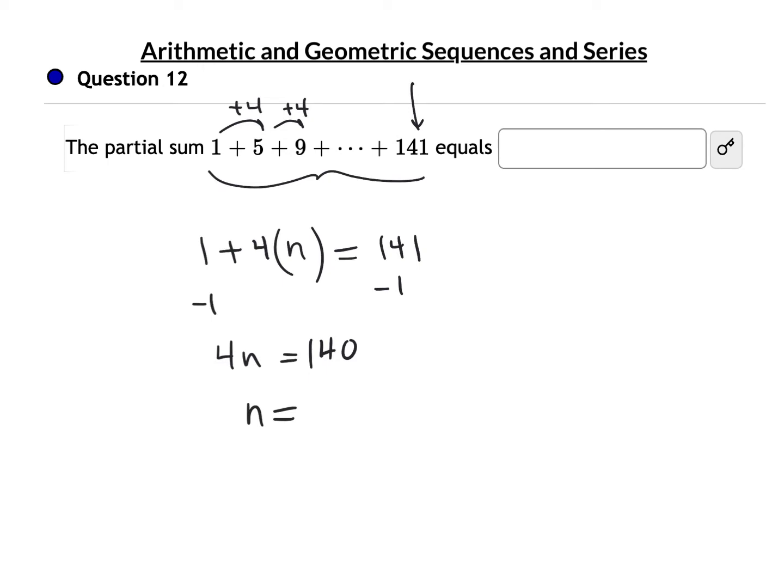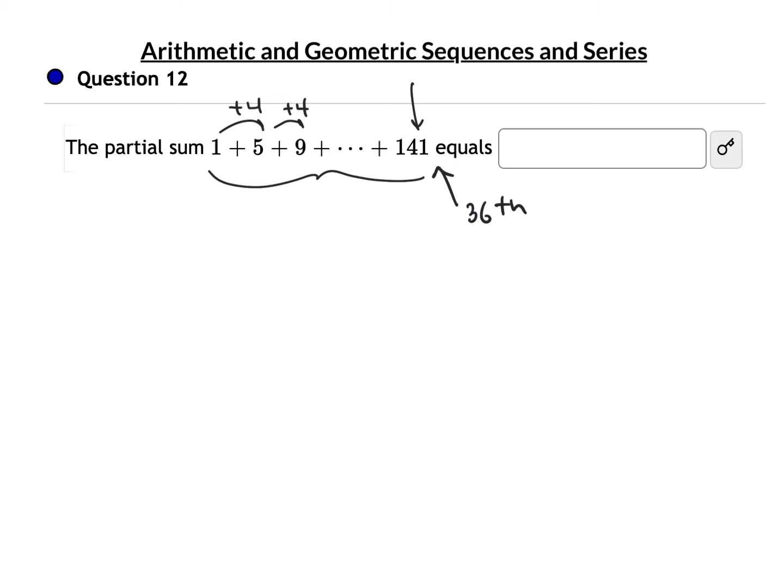And that is 35. Now, the thing to remember is that from the first term, this was the first, we moved 35 places to get to 141, which means this is actually the 36th term in the sequence. Maybe a better way to do that would have been, this sequence starts at 1. Every time I move forward, I add 4.